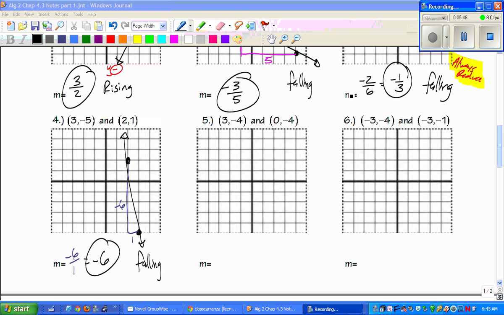Let's do the next two together. We've got 3, positive 3, negative 4, and 0, negative 4. Go ahead and draw your line.